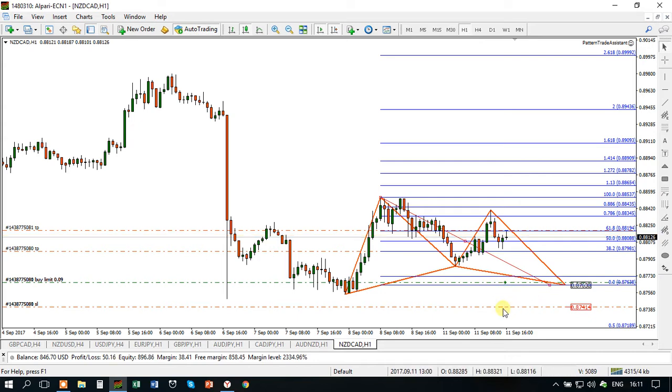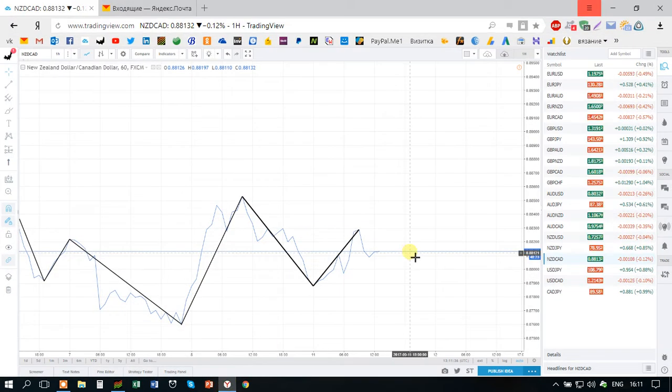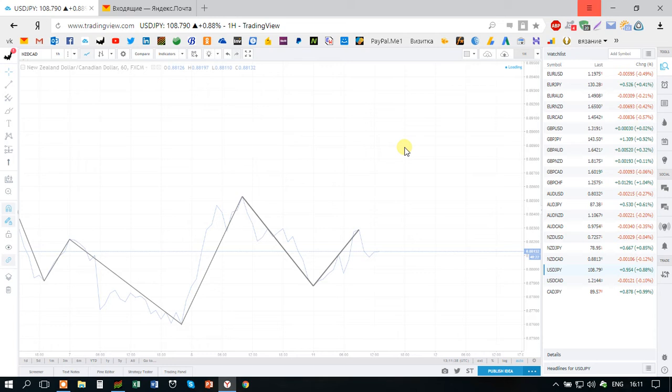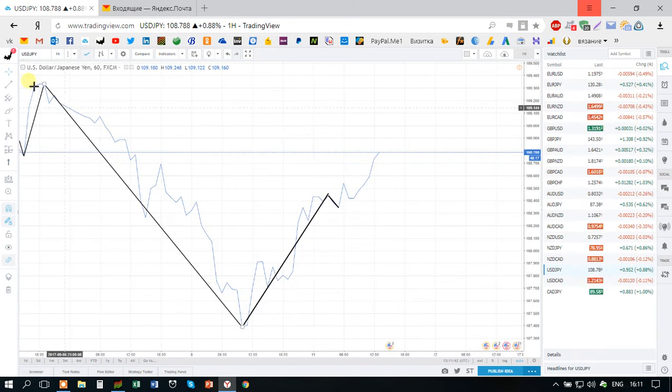And after the trade is set, the horizontal line is not needed. That's why I delete them after that. Okay, let's go next. New Zealand, Canadian, new trade was found during that American session.